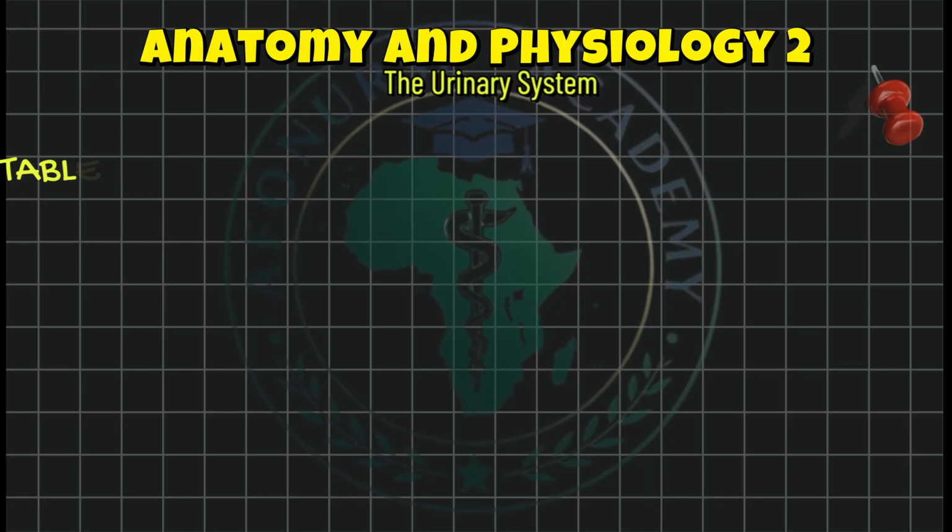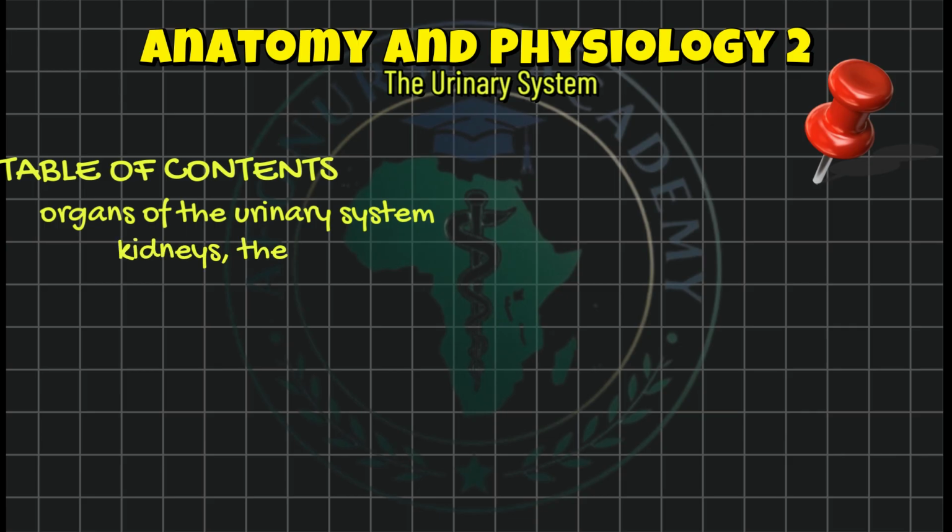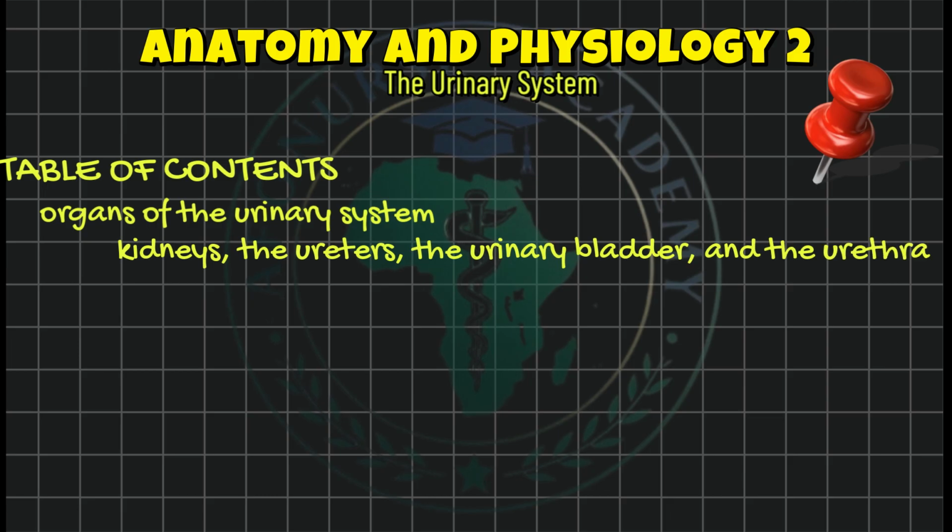So what exactly are we covering today? We're going to break this down into 3 major parts. First, we'll look at the organs of the urinary system. We'll talk about each organ, the kidneys, the ureters, the urinary bladder, and the urethra. And we'll understand what each one does and why it's designed the way it is. Remember our golden rule from Anatomy and Physiology 1? Structure and function always go together.